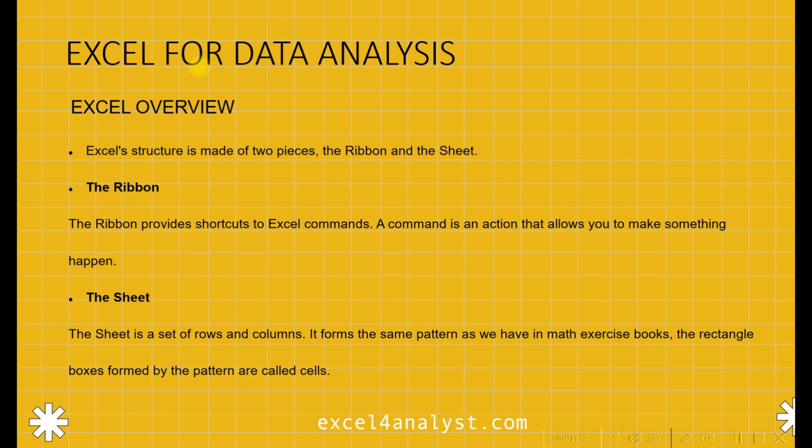Excel is structured into two pieces, the ribbon and the sheet. The ribbon provides shortcuts to Excel commands. A command is an action that allows you to make something happen. Then we have the sheet, and the sheet is a set of rows and columns. It's the same pattern as we have in mathematical exercise books. The rectangular boxes formed by the pattern are called cells.